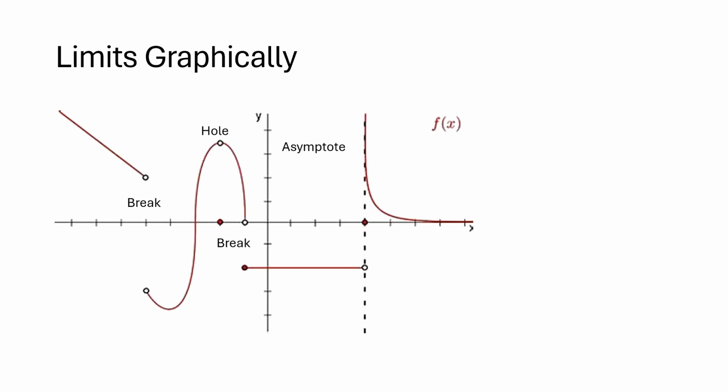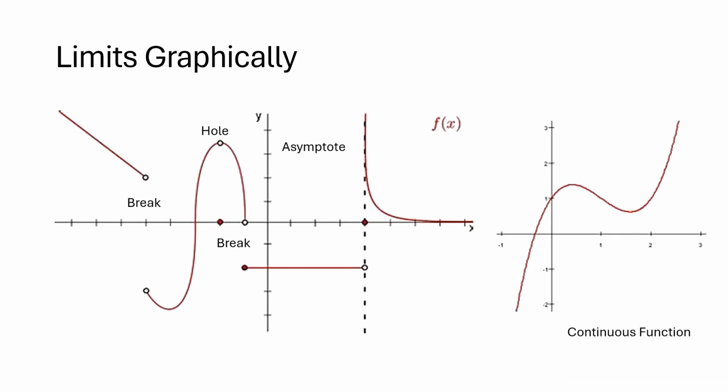One way to understand how to use limits is to see them graphically. A hole is where there is a single point missing in a line. A break is where two parts of a line don't connect. An asymptote is where a line extends beyond the graph to positive or negative infinity. You can use limits to prove that a function does or does not contain discontinuities. A function that does not have any discontinuities is called continuous.